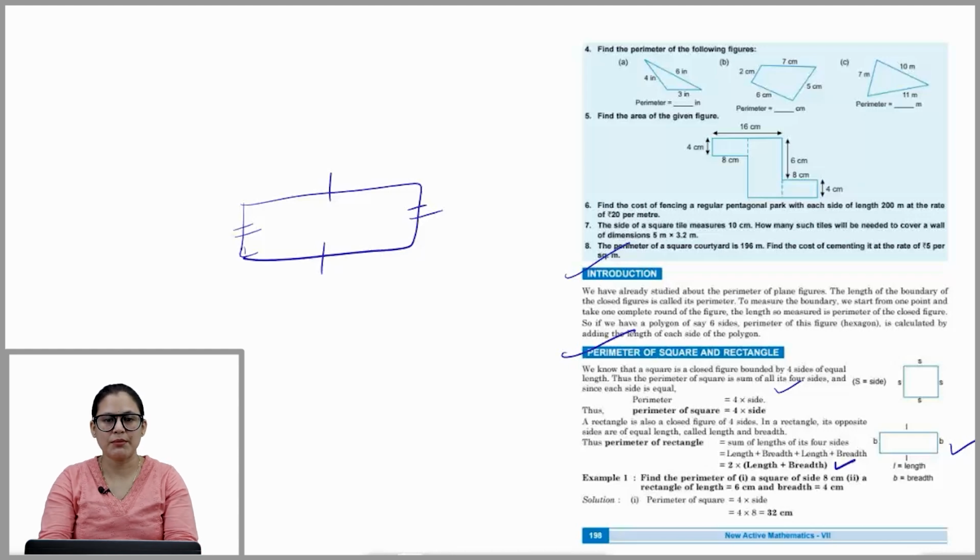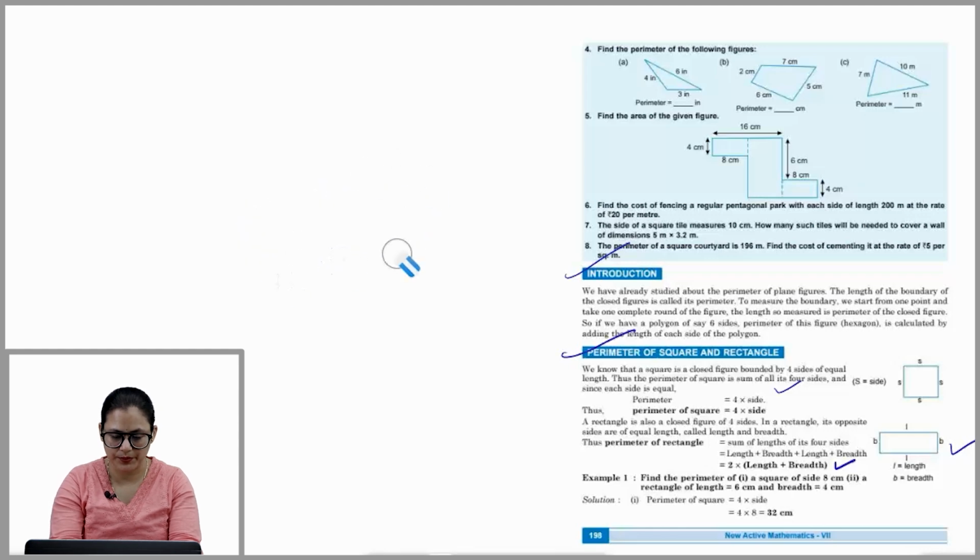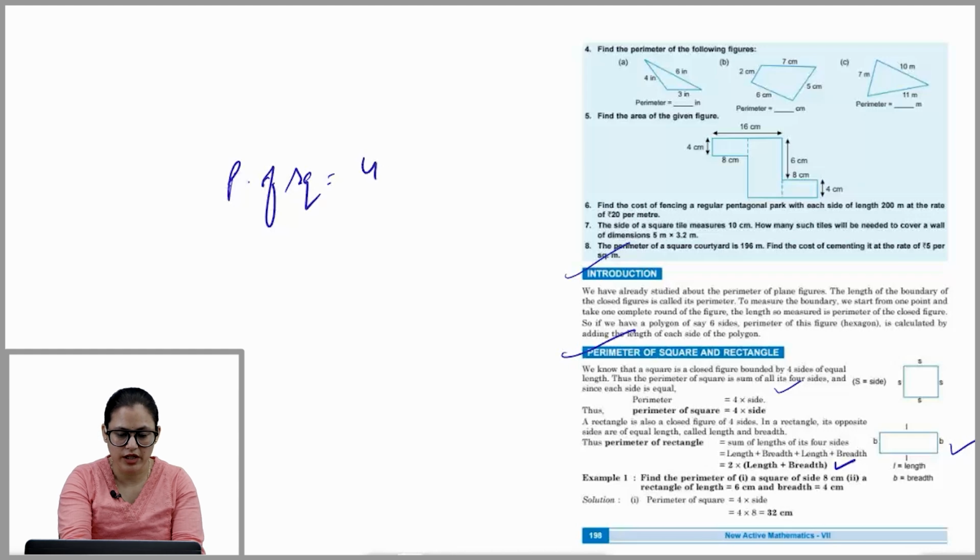Okay, let's do example 1. You have to find out the perimeter of a square whose side is given, and number 2, you have to find the perimeter of rectangle whose length and breadth are given. Okay, so first we will write perimeter of a square. Perimeter of a square is 4 into side, and side is what? Side is given to us is 8. So 4 8s are 32 centimeter. This is the perimeter of square.